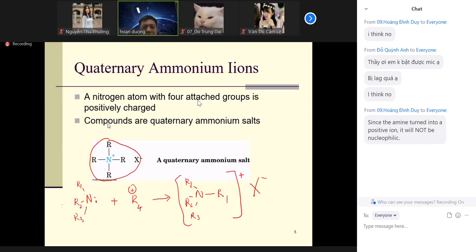Ok, bạn Hoàng Đình Duy, alright, thank you Duy, có gửi đến chat. Yeah, you know that one, it no longer has basicity anymore when you put more substitution on the nitrogen.